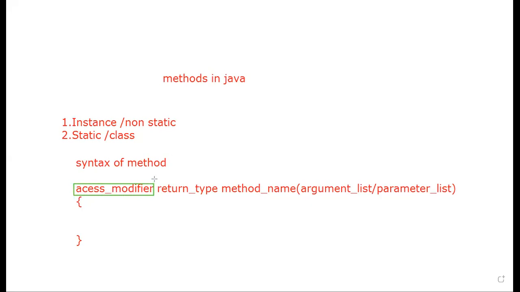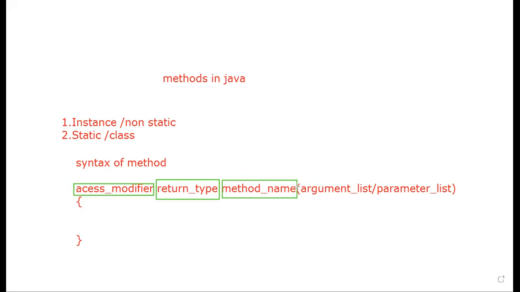Then the return type means data types. We can use primitive as well as non-primitive data types. Both types of data types we can take for the methods. The next is the method name. Always method name should be a verb. Okay, it means it shows some activity. It is not a noun guys. Mostly we use a verb type.